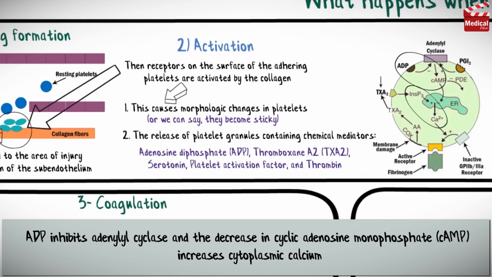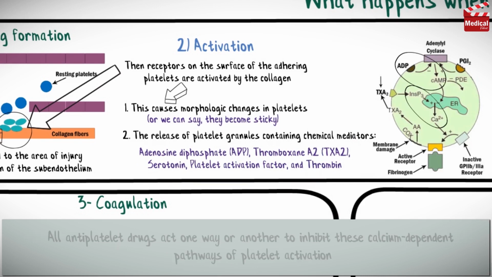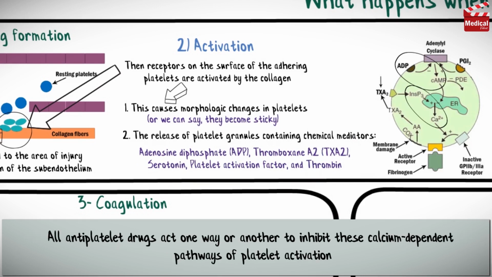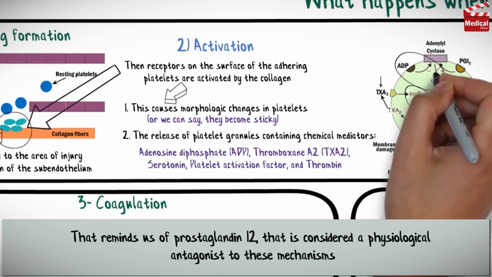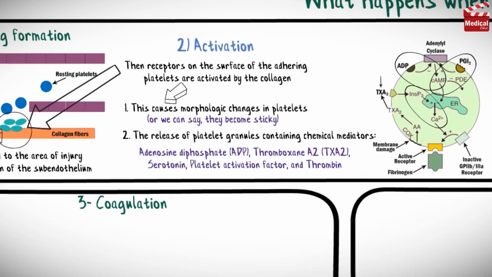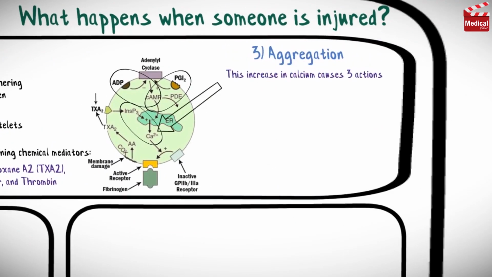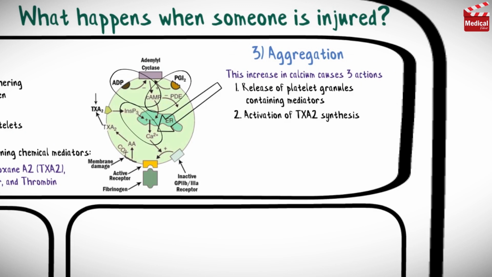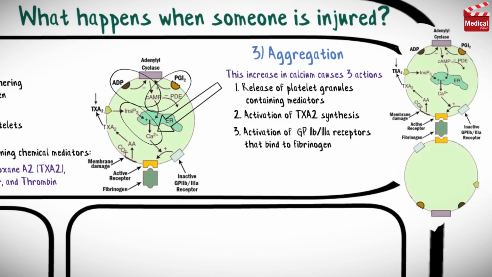ADP inhibits adenylyl cyclase, and the decrease in cAMP increases cytoplasmic calcium. All antiplatelet drugs act one way or another to inhibit these calcium-dependent pathways of platelet activation. That reminds us of prostaglandin I2, that is considered a physiological antagonist to these mechanisms. This increase in calcium causes 3 actions: the release of platelet granules containing mediators, such as ADP and serotonin, that activate other platelets, activation of thromboxane A2 synthesis, and activation of glycoprotein 2b3a receptors that bind to fibrinogen.